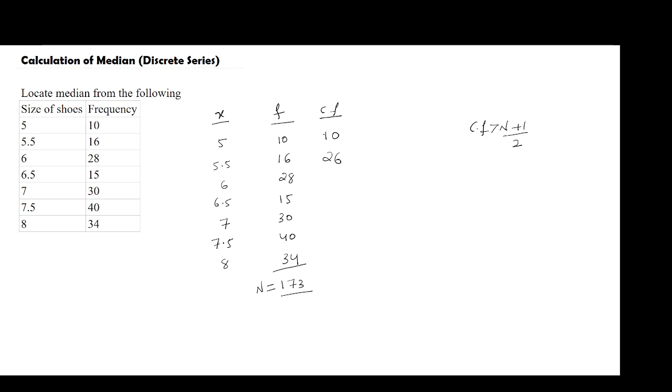I'll explain once again. The first value is 10 as it is, because we assume the previous value is 0. So 0 plus 10 is 10. 10 plus 16 is 26. 26 plus 28 is 54. 54 plus 15 is 69. 69 plus 30 is 99. 99 plus 40 is 139. 139 plus 34 is 173. This is how the cumulative frequency should be calculated.